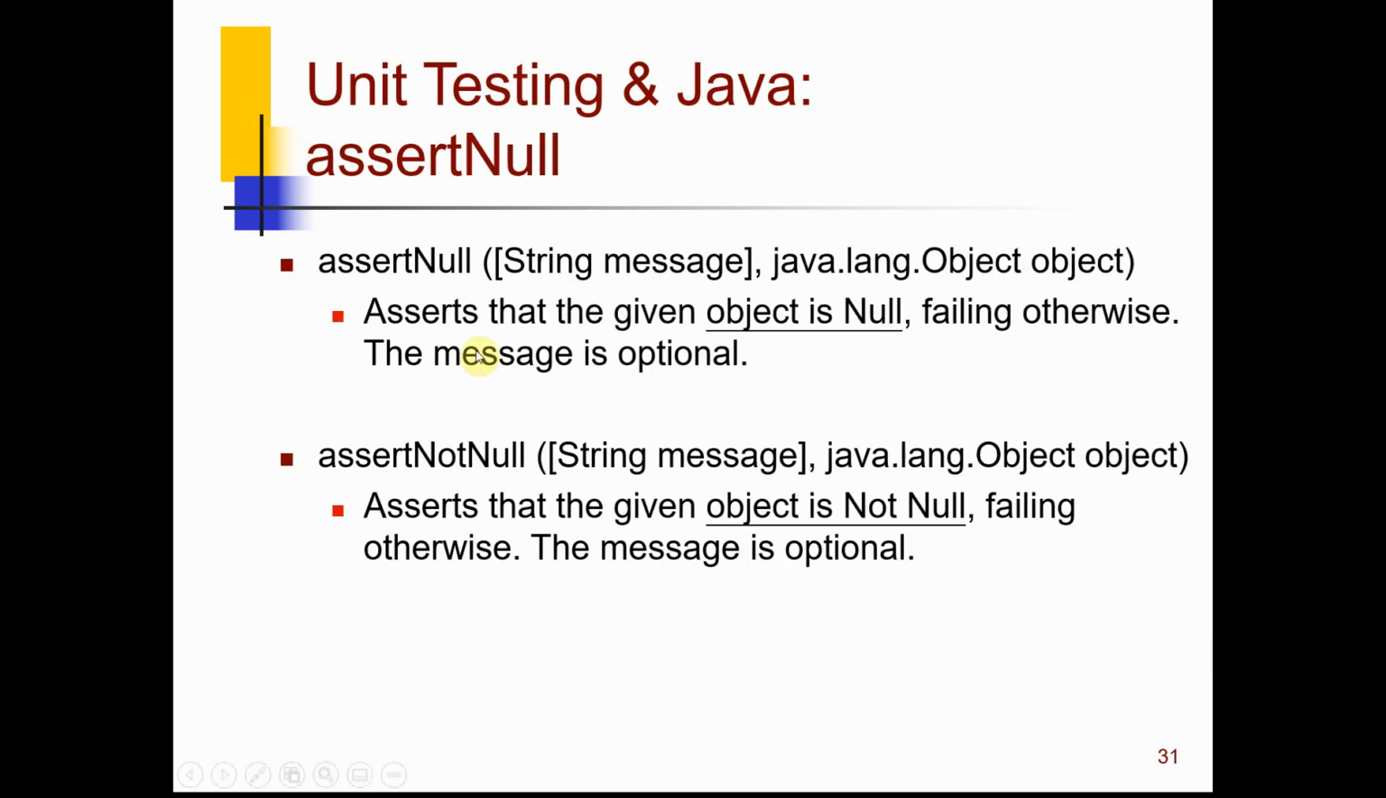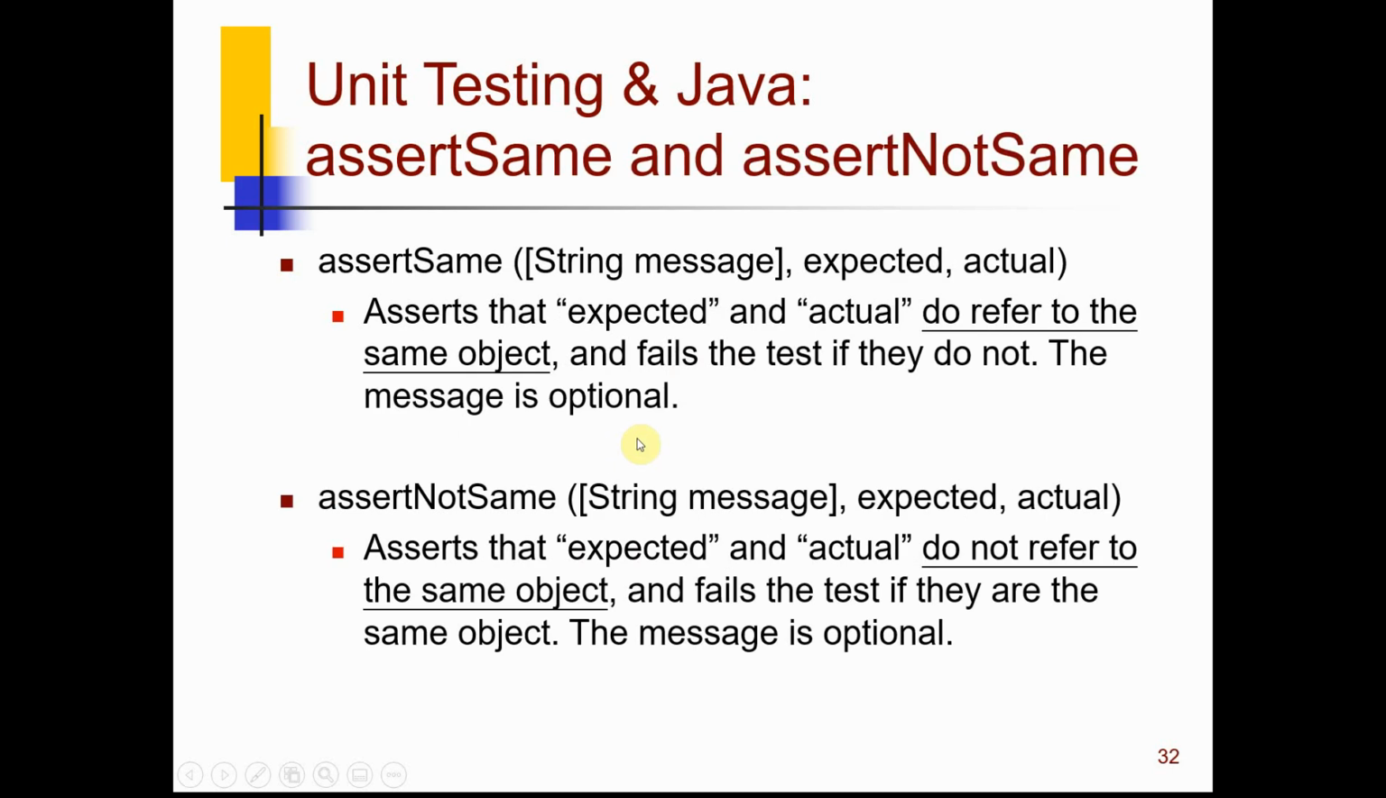Assert none is to assert that the given object is none, fail otherwise. So when you assert none, it is to make sure that this object is none. So if this object is not none, then this assert fails. Assert not none does the opposite: given the object is not none, fail otherwise. And the message is optional.